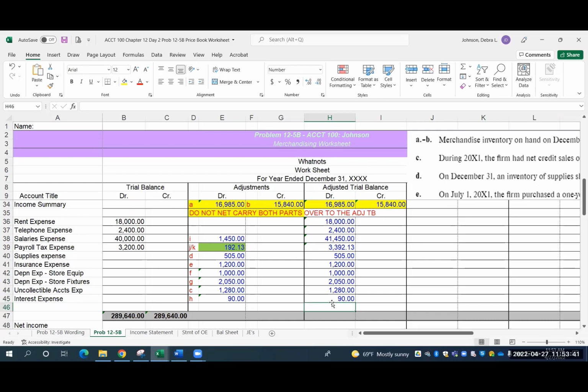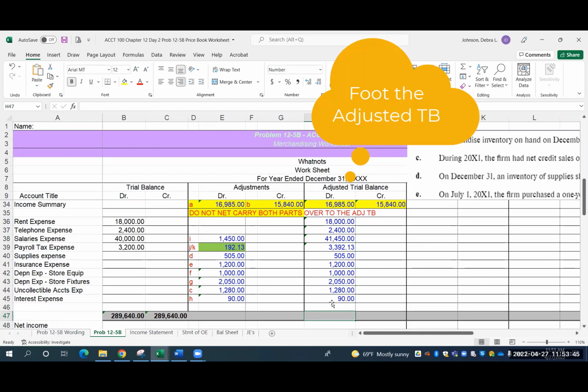And now comes the moment of truth. I don't expect you guys to take the time to add these up. I'll add them up for us. And when I sum this up from the top to the bottom, you've got to get numbers that balance out.